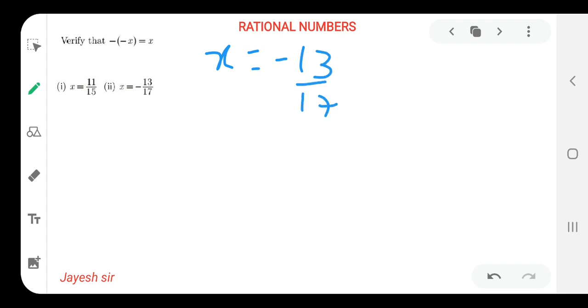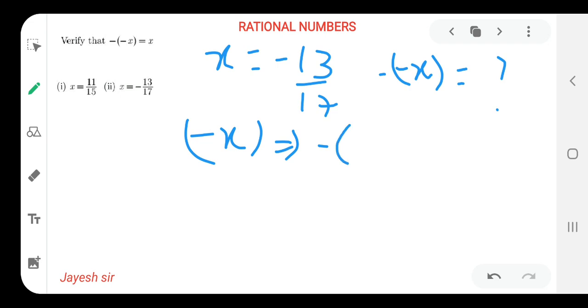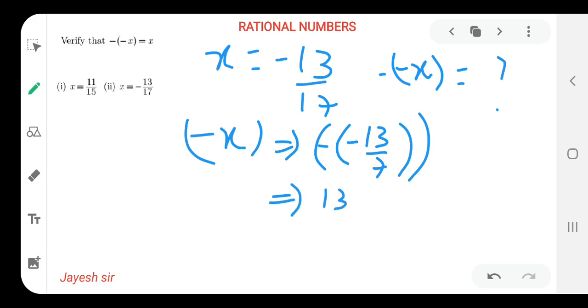It is given. What we need to find? We need to find minus minus x. Yes. First we'll make it minus x. Minus x means we'll insert a minus sign here. We'll get it like that. So minus minus plus, so it will become 13 by 17. This is the value of minus x.